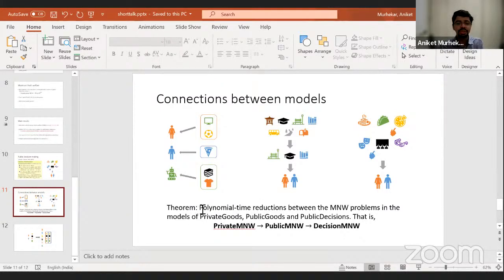But surprisingly, we show that there are polynomial time reductions between the Nash welfare problem in these models. So specifically, we show that the problem of Nash welfare in private goods reduces to the problem of Nash welfare in public goods, which reduces to the problem of Nash welfare in public decision making. These reductions also allow us to infer implications on the computational complexity of the problem of maximizing Nash welfare in public decision making, apart from providing crucial insights relating these models.